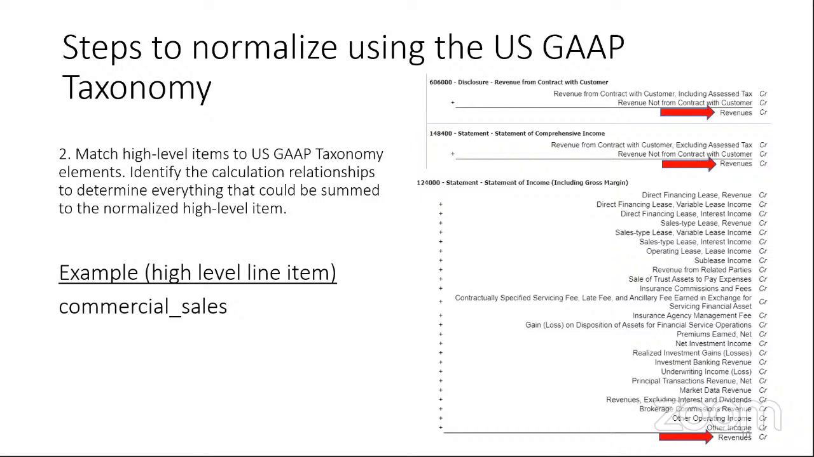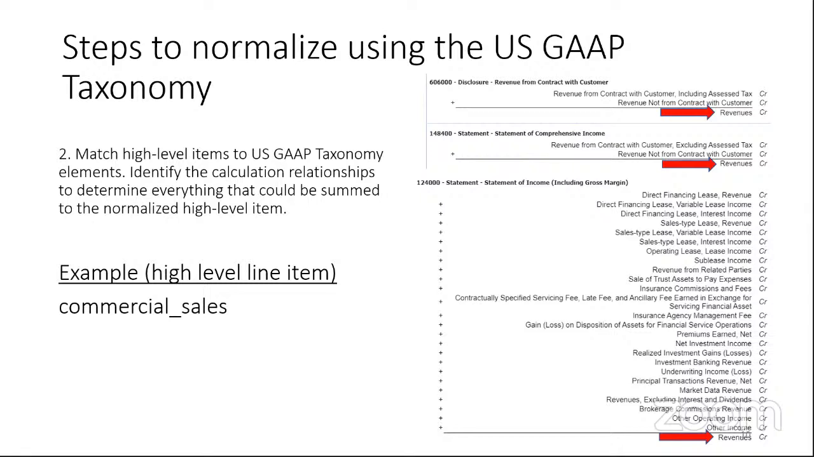So you want to match the high level items, we talked about this, to the US GAAP. So let's say you've got commercial sales. You really want to link that to all the elements you care about. So that may include all of the items that you've got here: revenues, other income, operating income, brokerage income. If you want to include all those revenues in your revenues, then you probably want to link all of that to commercial sales. Now, some of them you may not.